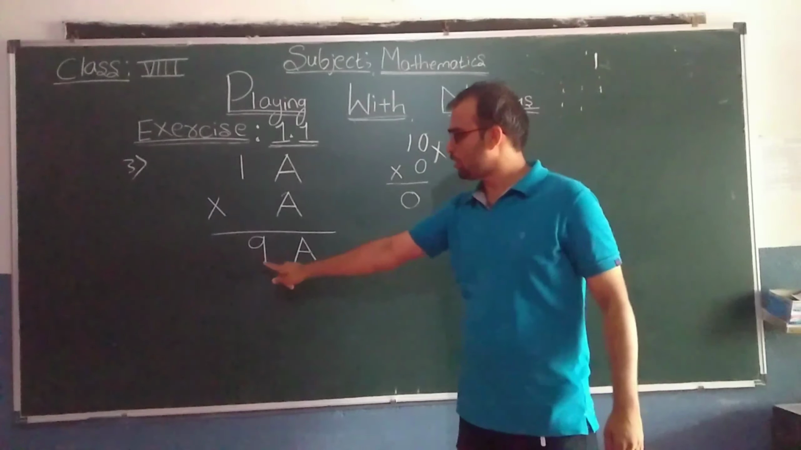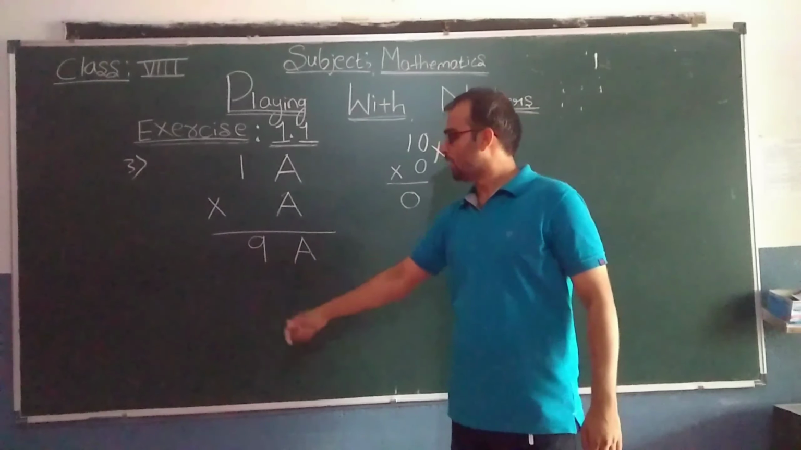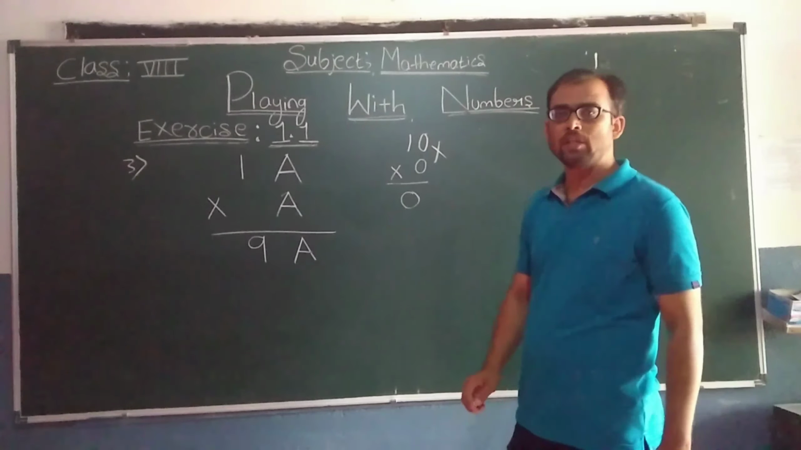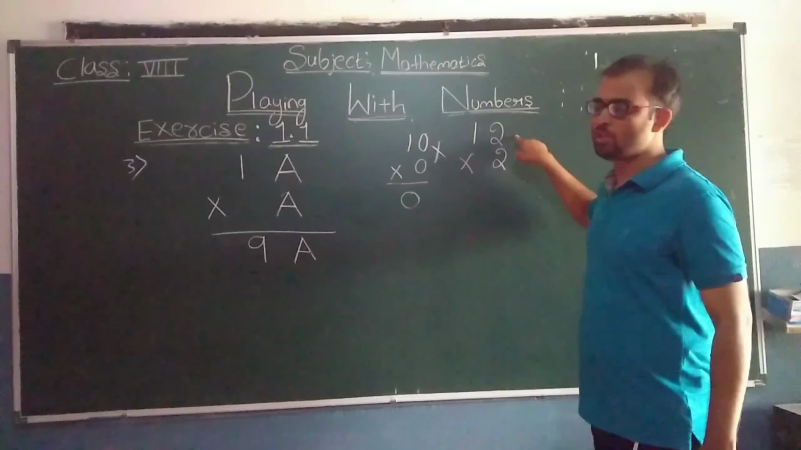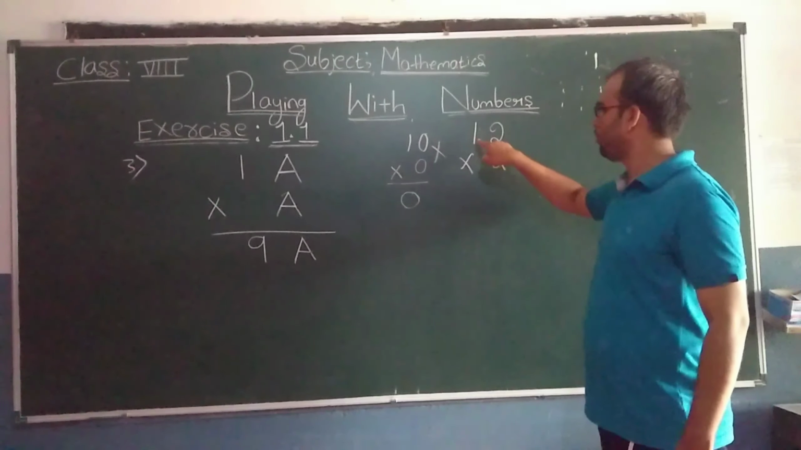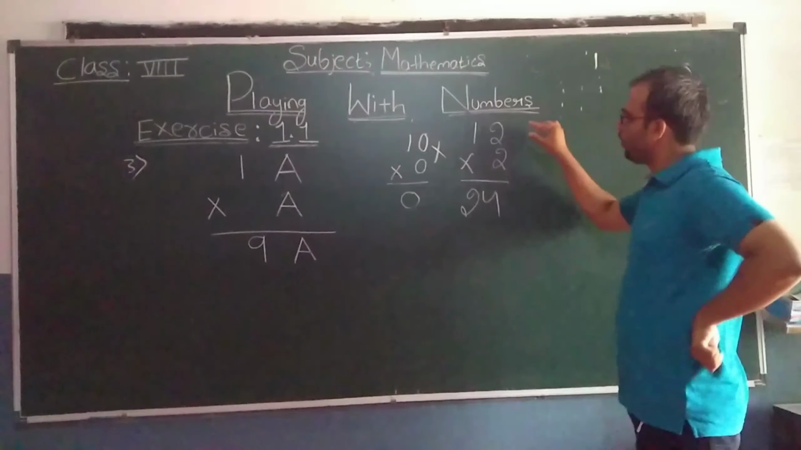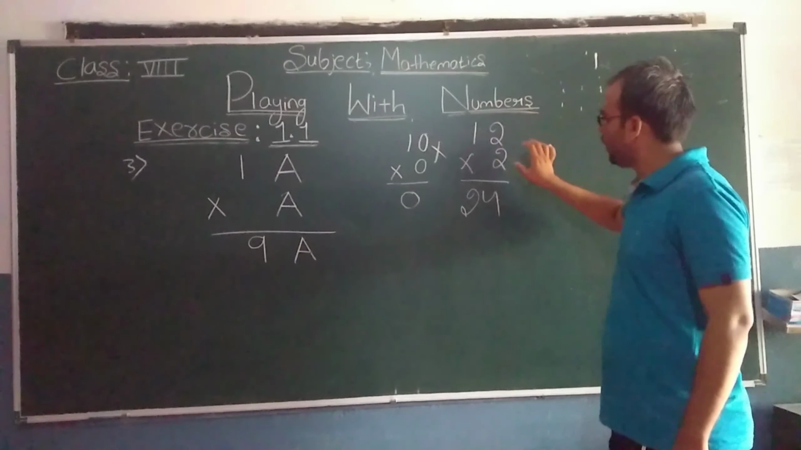Why? Because what are we having? We are having 9a, we are having a digit here, okay? We are having a number. Now let us take a as 2. So here 1 into 2. Okay, so we have assumed a as 2. So it will become 12. So 12 twos are 24. Look at here. We have taken a as 2, so it will become 12 into 2.